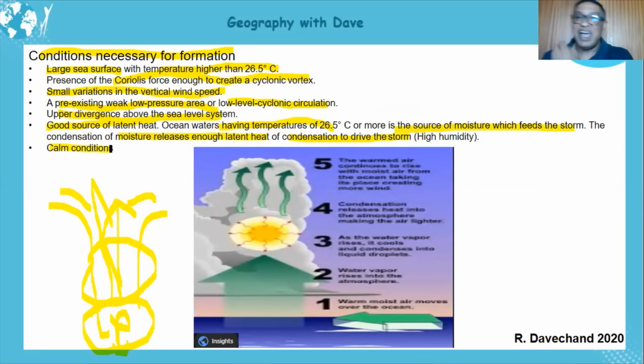I just drew a little sketch here, which shows you how the moist air over the ocean will move. Water vapor rises. As water vapor rises, it cools and condenses. Condensation releases heat. That's your latent heat. The warm air continues to rise, because there's rapid rising of air. And imagine as it rises and condenses, what's going to happen? Huge cumulonimbus clouds are going to form as it rises. Just a brief thing showing you that. All right, let's go on.